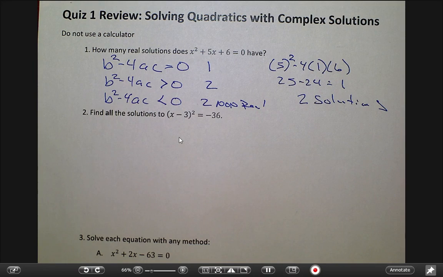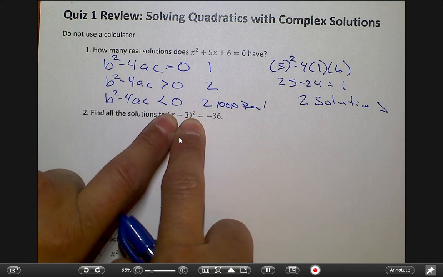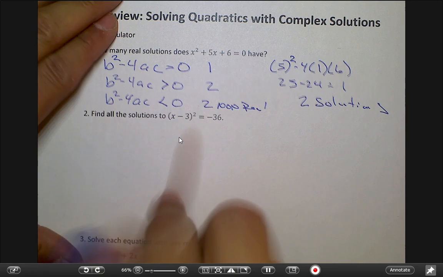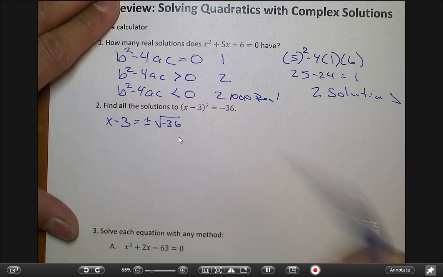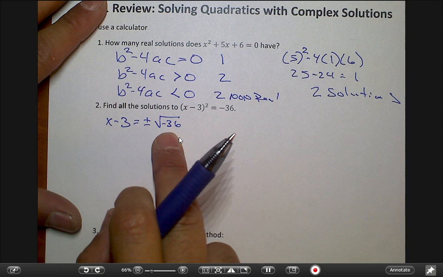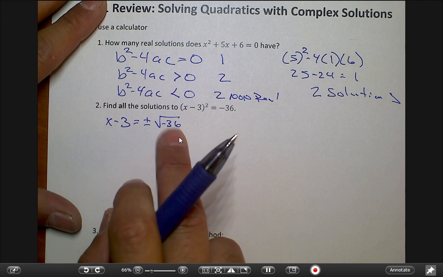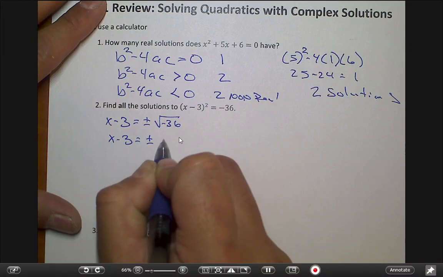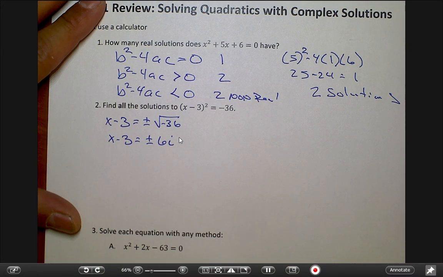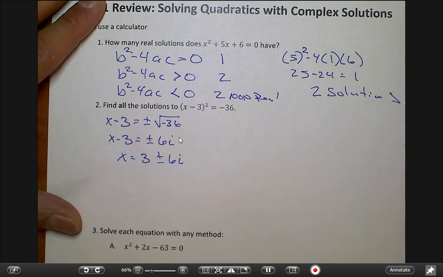Okay, now this one is find all the solutions. What would be my next step there? Square root, right? And when I square root, it's always got to be plus or minus. So I'm going to write it out. X minus 3 is equal to plus or minus the square root of negative 36. And we know the negative on the inside is the i. Square root of 36 is 6. So x minus 3 is equal to plus or minus 6i. And then what am I doing to both sides? Add 3 to both sides. So it's x equals 3 plus or minus 6i.